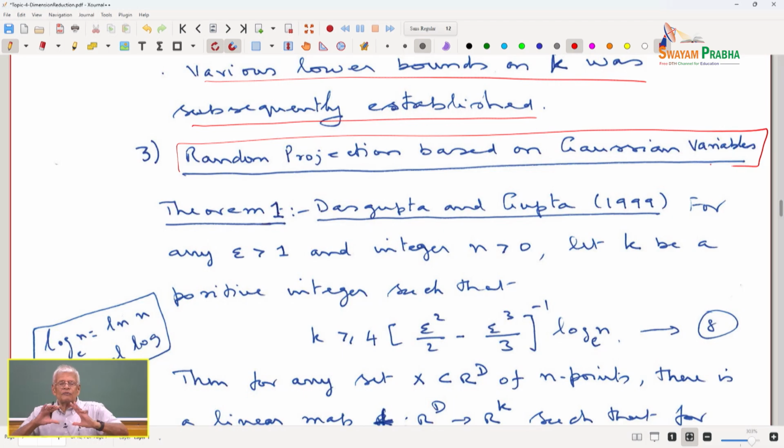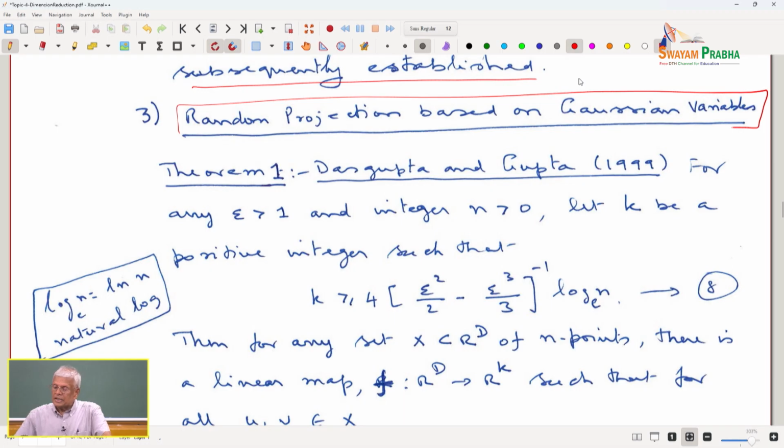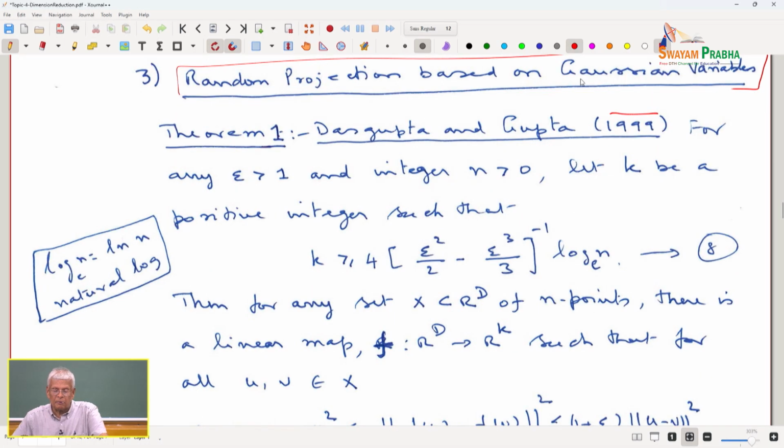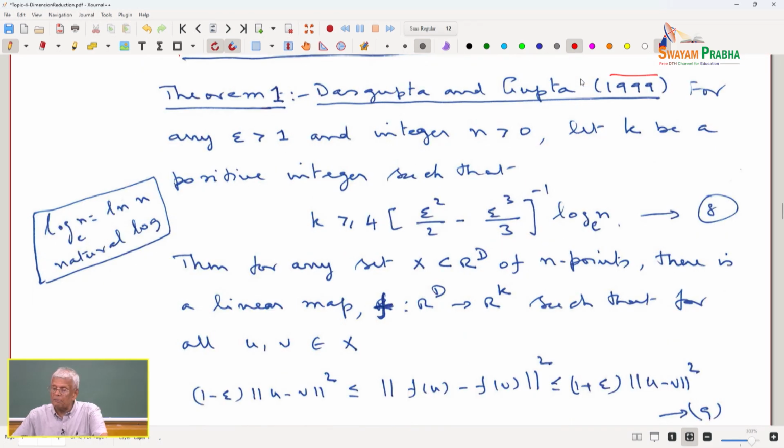So what is the path we walked so far? I would like to be able to give you a very straightforward approach to the notion of designing near isometric embedding. In 1999, Dasgupta and Gupta wrote a very interesting paper. It's a very short paper, but it's a beautiful paper.